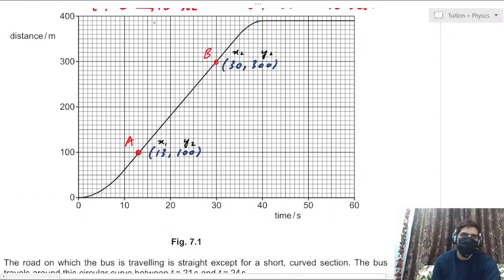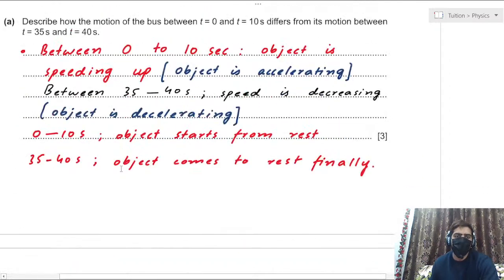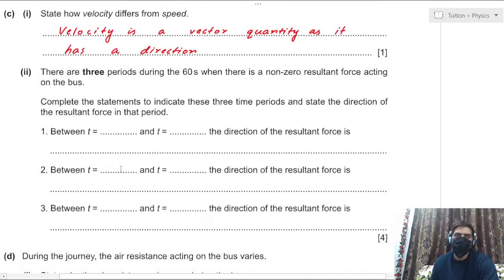First of all, let me go back to the graph. The graph has everything to do with this question. If you take a look at this portion of the graph, the object was accelerating. We answered a question about the acceleration: from 0 to 10 seconds, it was accelerating, and when the object is accelerating, the forces are unbalanced. Which force is greater? The forward force.